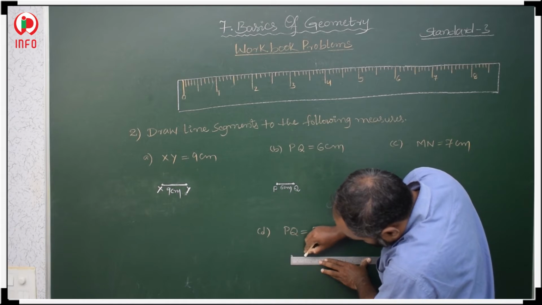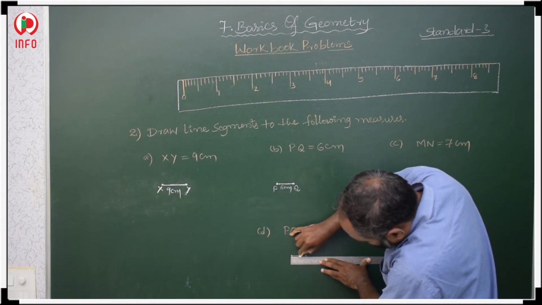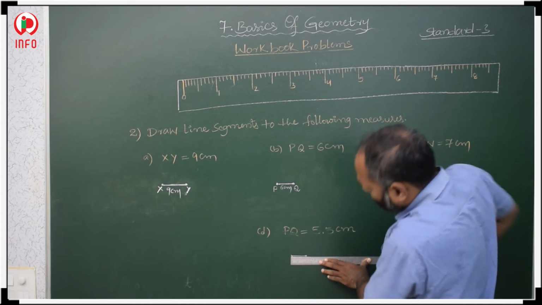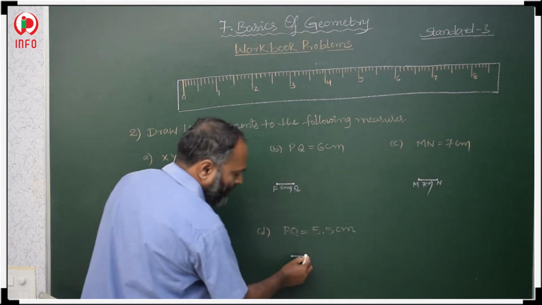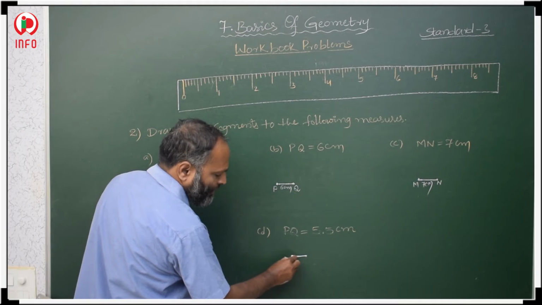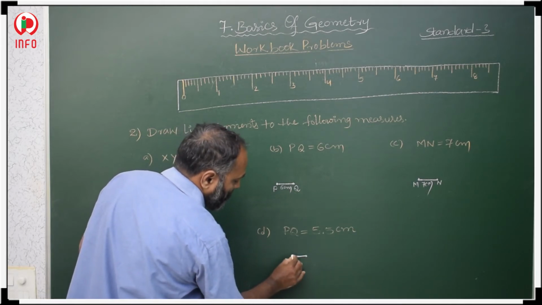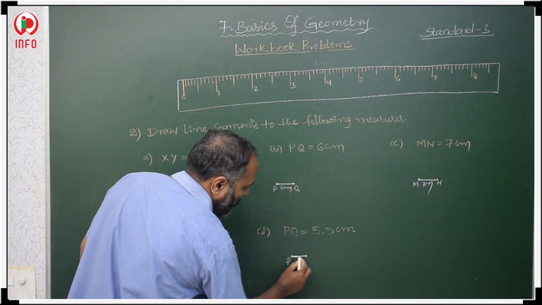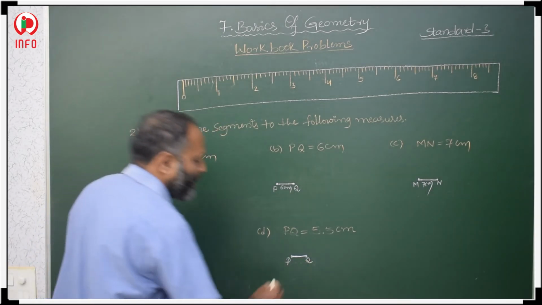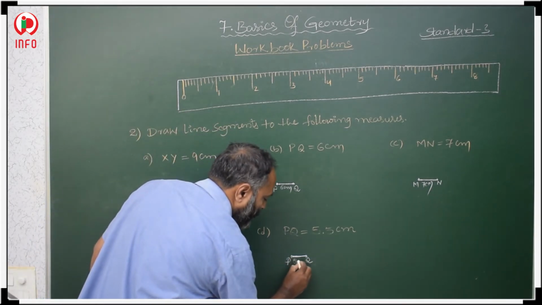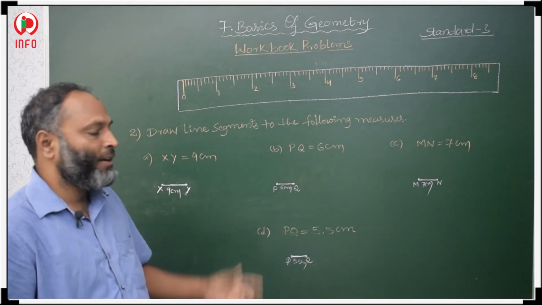First at 0 and other at 5.5. Now you join these 2 points, then you will get the 5.5 line segment length, okay. With the scale only you have to join, okay. So this first point is P, second point is Q, PQ line segment, the length is 5.5 centimeters, okay. In this way we have to draw the given line segment.